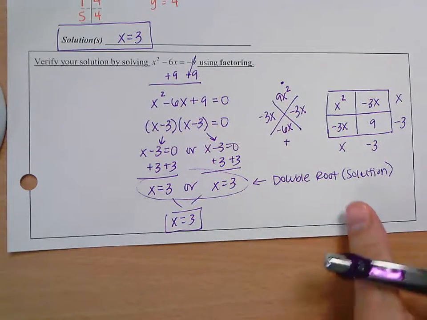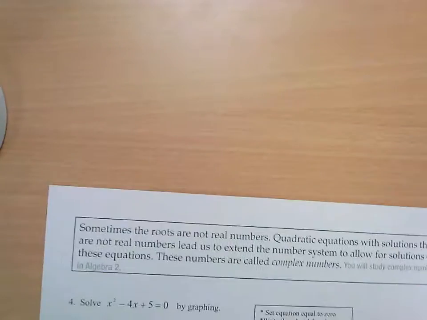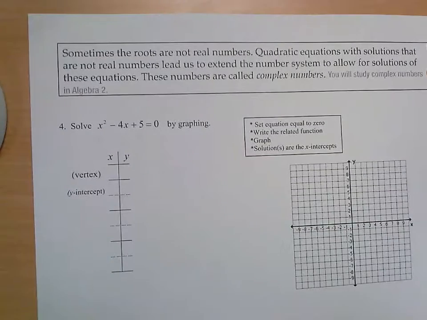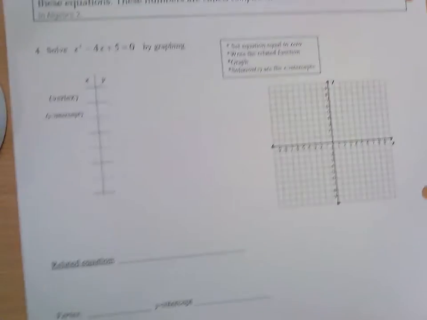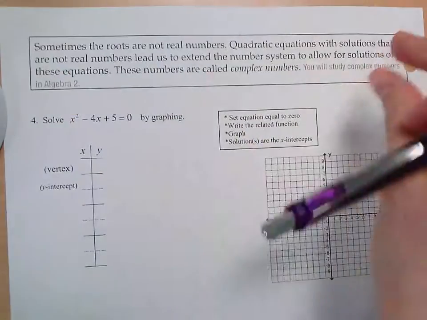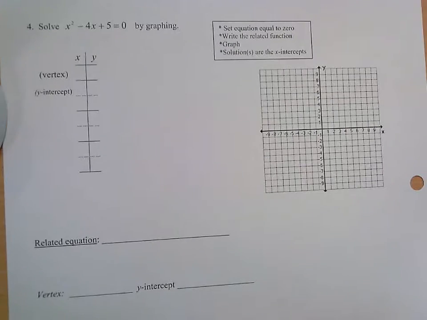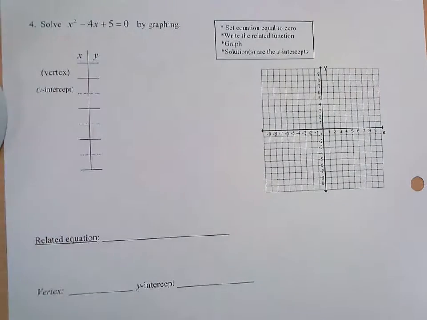Okay, then the second example. I know there's stuff at the top. I want to just look at example 4 first. Okay, let's look at the example and then we'll discuss what's on the top. So we have solve x squared minus 4x plus 5 equals 0 by graphing.